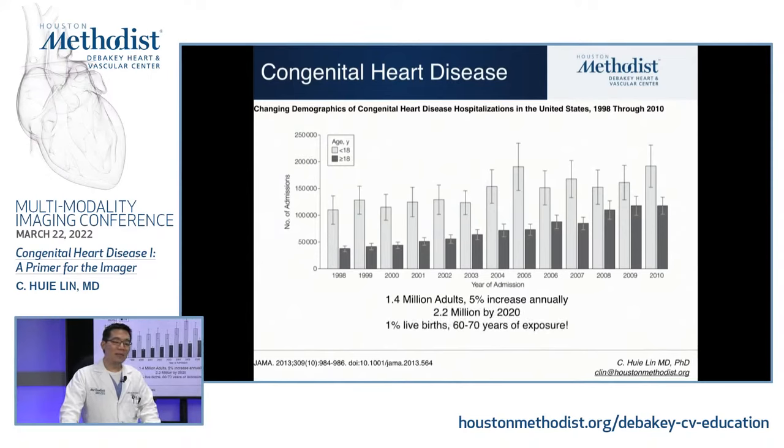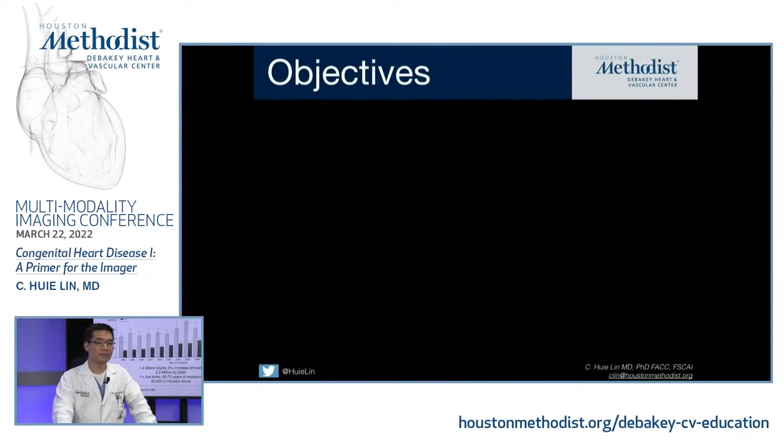And in fact, if you think about it, it affects 1% of all live births. And every patient has at least 60 to 70 years of life exposure, in other words, a lifetime of exposure. That's a lot of patients that we're going to be seeing. We estimate that in Houston, there are probably anywhere between 30 to 40,000 adults with congenital heart disease in Houston and its surrounding area alone.